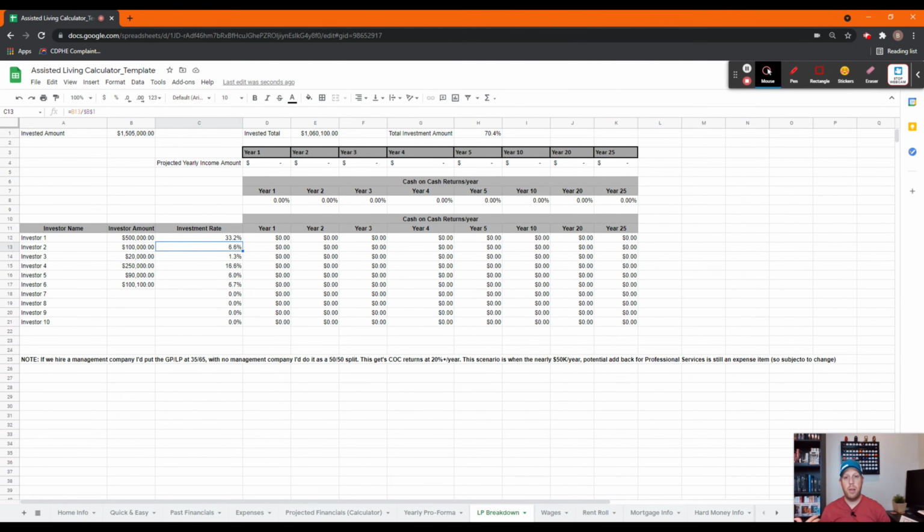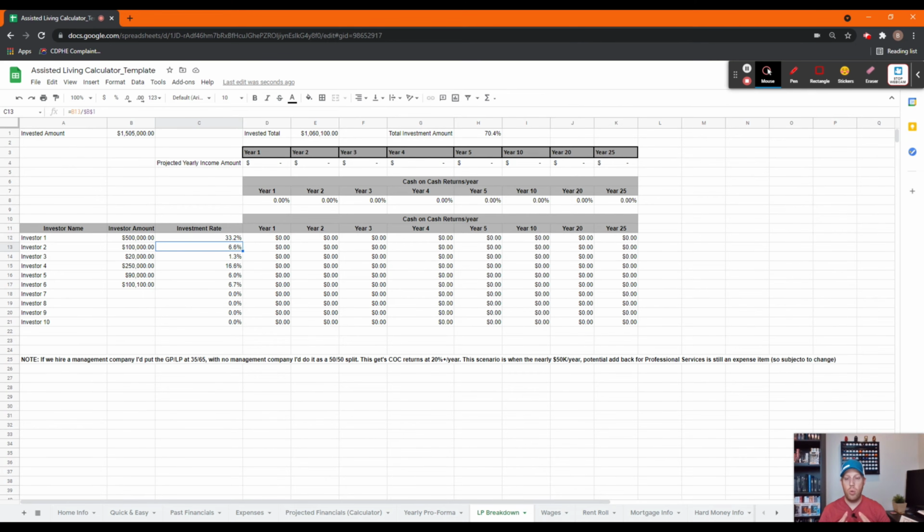Assisted living, in my experience, a typical syndication, you're probably looking at like a 70-30 split. You might even be able to adjust that a little bit higher on the GP side. With assisted living, you might be able to get it to 80-20 or something like that.